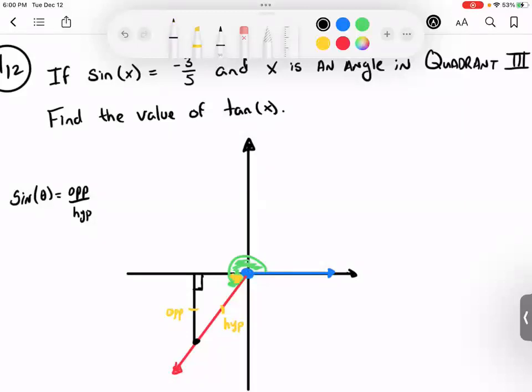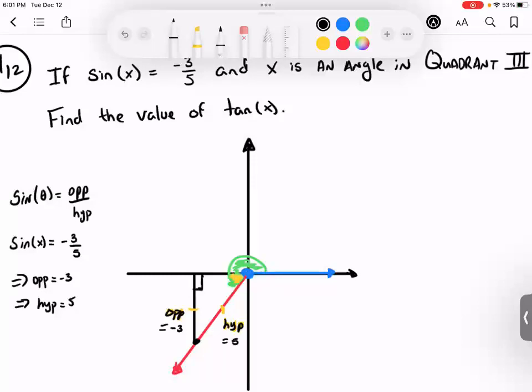Okay, so we were given that sine of x is -3/5. So the opposite must be equal to -3, and the hypotenuse of that right triangle must be 5. So the opposite, again, is -3. The hypotenuse is 5. Now, based on our right triangle that I drew, what side of the right triangle is missing? The adjacent. Very good.